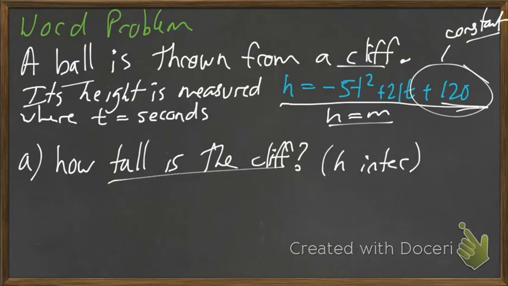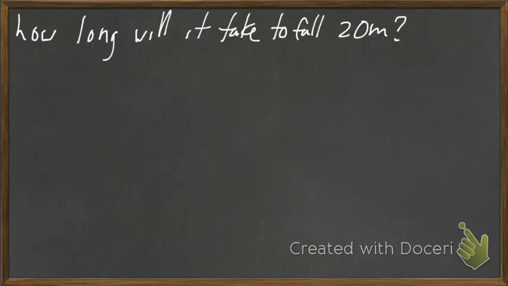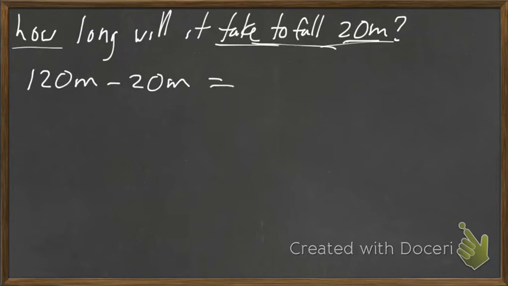Okay, so how tall is the cliff? This is the h-intercept, 120 meters. All right? How long will it take for the ball to fall 20 meters? So if it originally started at 120 meters, for it to fall 20 meters, the height would be 100 meters.